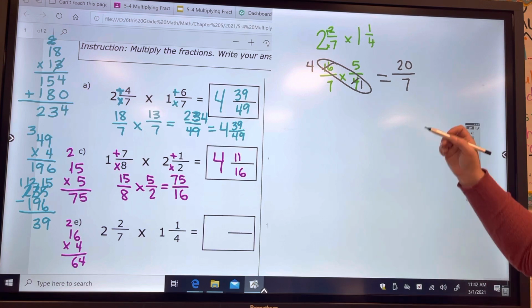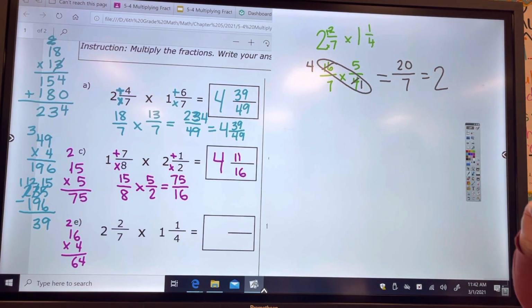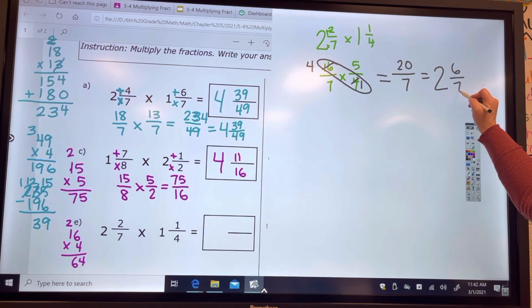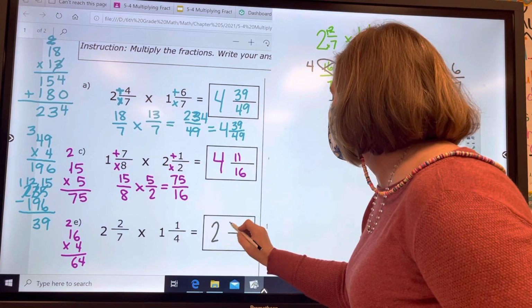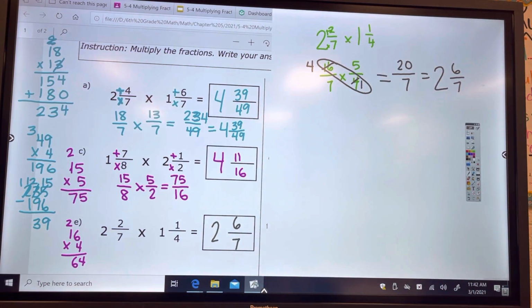2. No, I have a piece of paper. And how many are left over? 6. Yes, 6. So your answer is 2 and 6/7. Here, TJ. All right, so that only leaves you 3 on that side to do by yourself. Okay? All right.